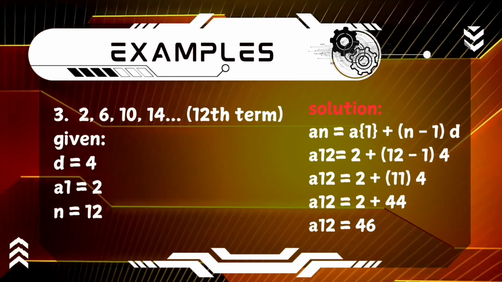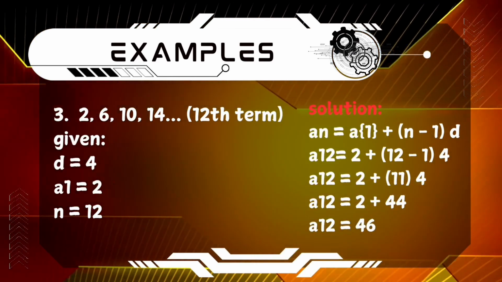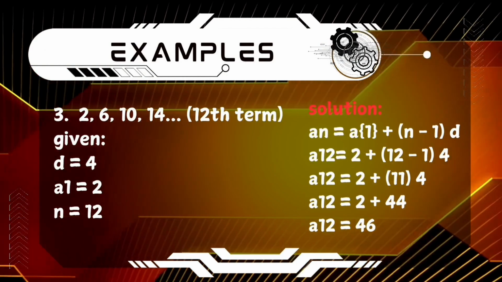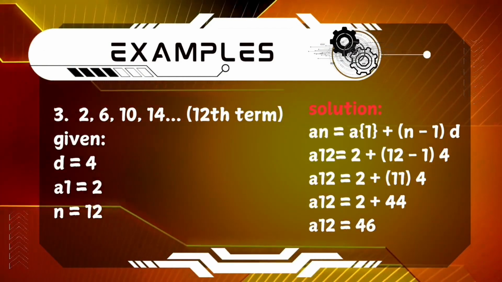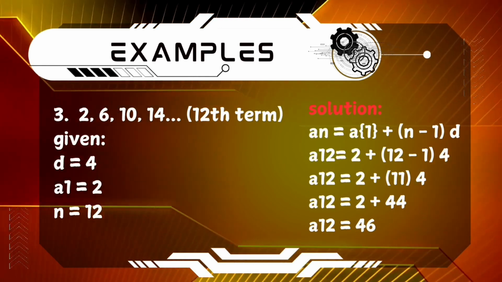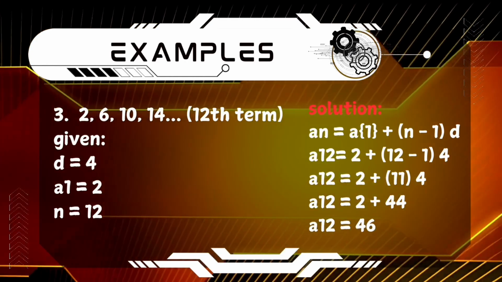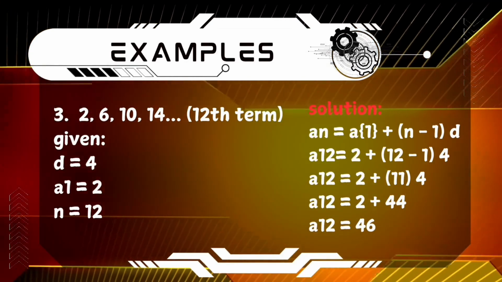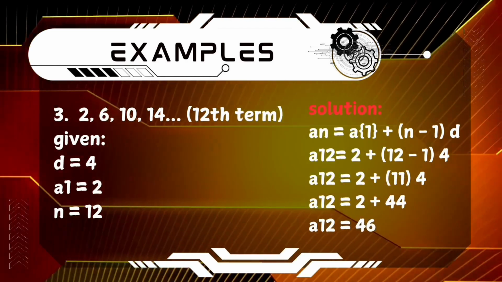a sub 12 equals 2 plus 12 minus 1 times 4. a sub 12 equals 2 plus 12 minus 1, which is 11, times 4. a sub 12 equals 2 plus 11 times 4, which is 44. a sub 12 equals 2 plus 44, which is 46. Therefore, the 12th term in this sequence is 46.